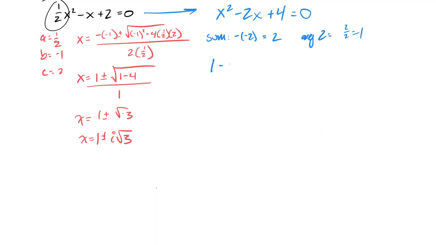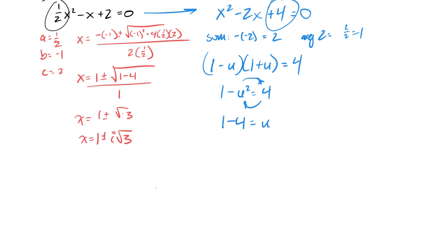So I have 1 minus u times 1 plus u. That has to equal 4. That's my product. So let's multiply this out. I get 1 squared minus u squared equals 4. Solve for u. Basically, these just switch places. I get 1 minus 4 equals u squared. That's -3 equals u squared. You can see where this is going. I have the square root of -3 equals u. That's plus or minus. My answer is 1 plus or minus i times the square root of 3. These are my zeros.